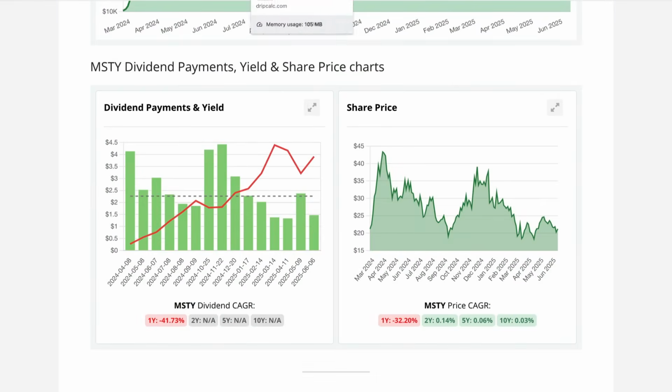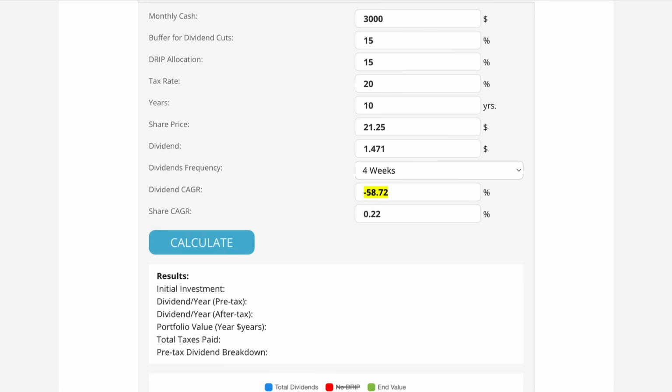But I don't like to make optimistic assumptions. So let's say we go minus 12% per year on both price and dividend. Now we cannot use minus 58% on dividend. That's crazy talk. It will basically evaporate in 2 years. And let's say, to be conservative, it pays $1 per month on average.